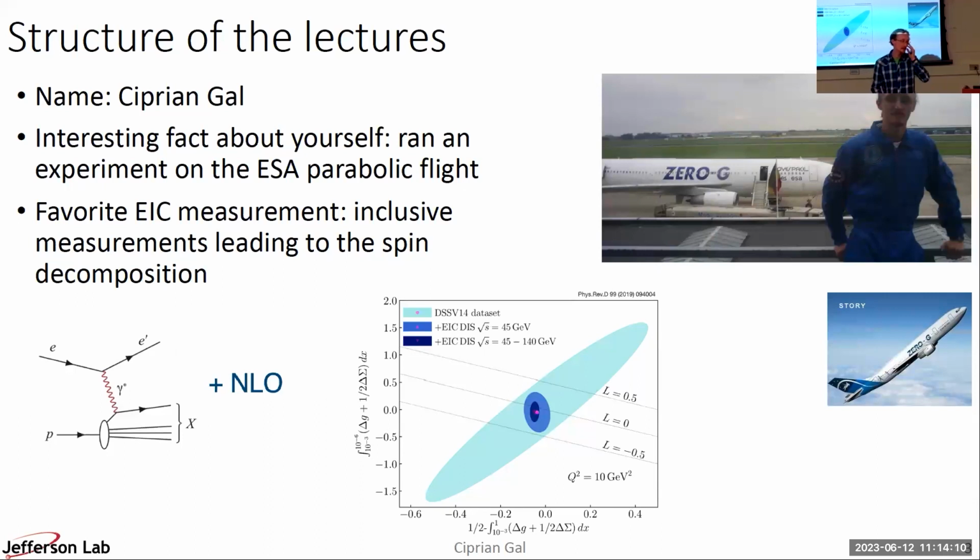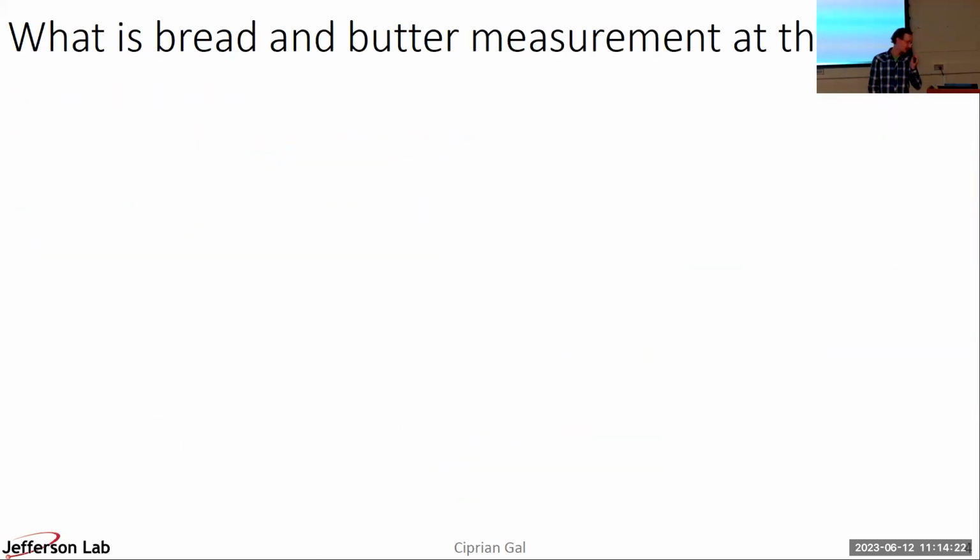So let's get started. A lot of what I've heard here in terms of experiments involve a particular type of measurement. So my first slide here is a question: what is the bread and butter measurement of the EIC? And since you have the talking eraser, you get to answer.